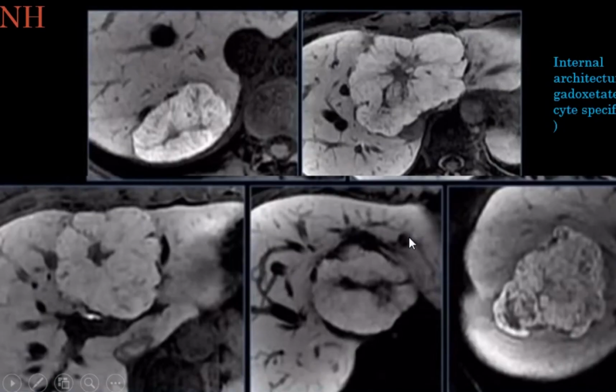Here's another image in the hepatobiliary phase. I talked about this. This is very nice. That's why I put it here. All are from the hepatobiliary phase. Hyperenhancement except for the central scar. Nice. And this is again central scar, central scar, central scar. And I think this is the delayed phase.